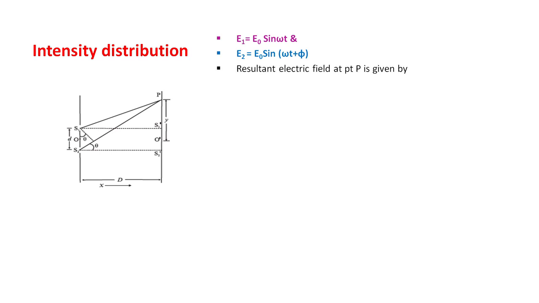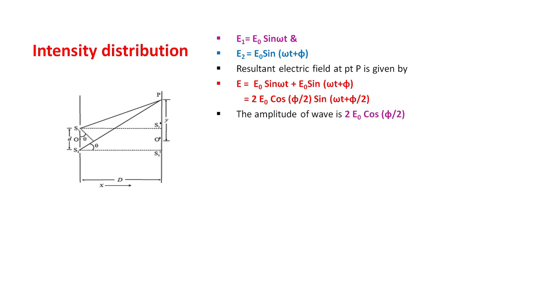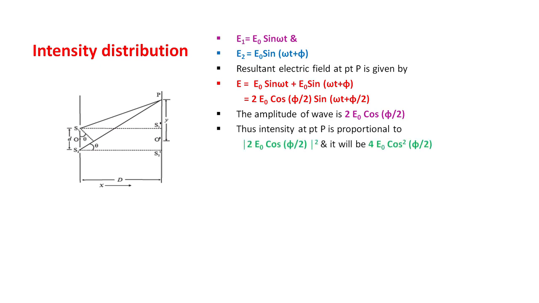Then the resultant electric field at point P is given by the addition of these two equations: E is equal to E0 sin omega t plus E0 sin (omega t plus phi). After solving this equation we get twice E0 cos (phi by 2) into sin (omega t plus phi by 2). Then the amplitude of the wave is given by twice E0 cos (phi by 2). The intensity at point P is proportional to the amplitude squared, which means (twice E0 cos phi by 2) squared will be equal to 4 E0 squared cos squared (phi by 2).